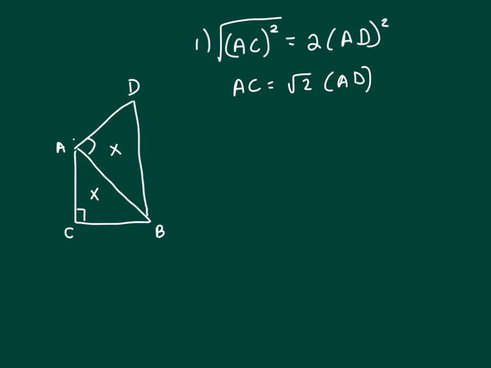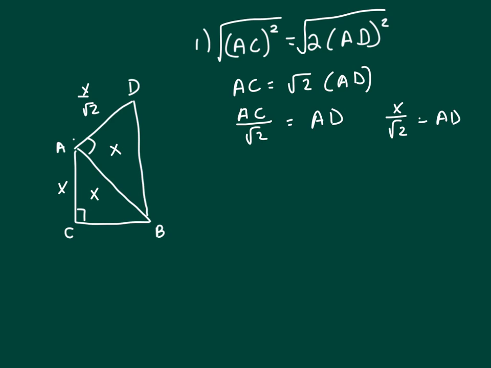We just took the square root of both sides. And we didn't worry about plus or minus because these are distances. We're only worried about the plus case. So if I solve for AD, that means AC over square root 2 equals AD. Instead of writing out AC, I'm just going to call that distance X. So that would be X over square root 2 would be AD.